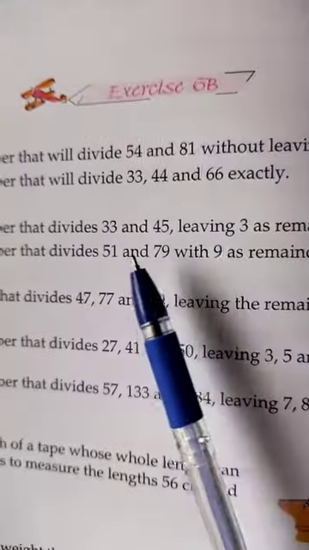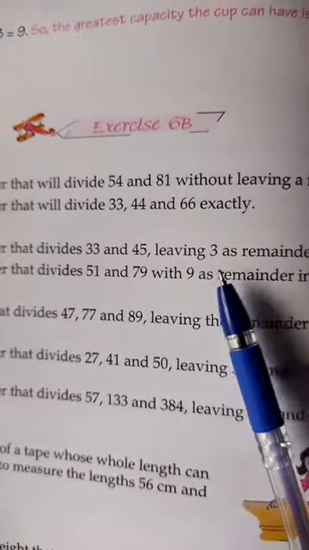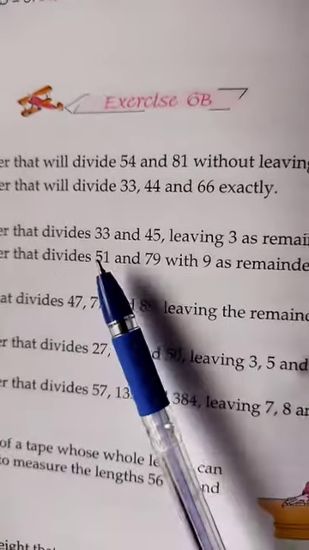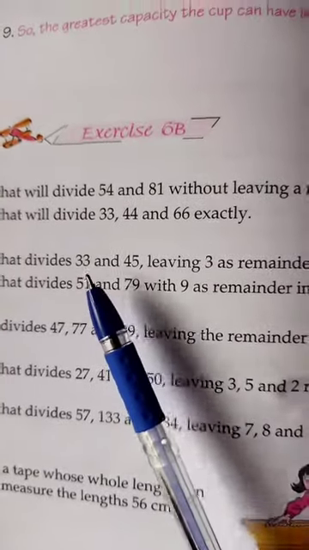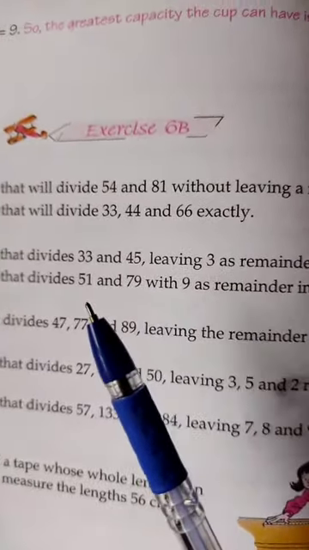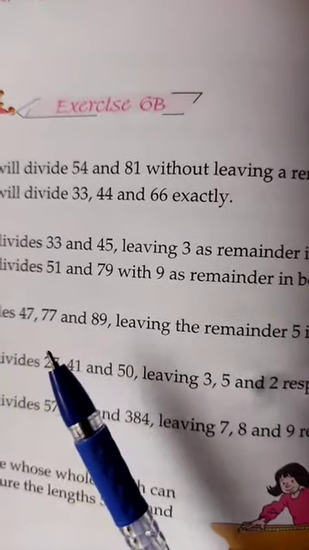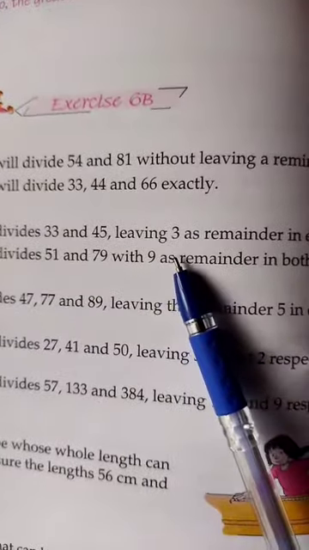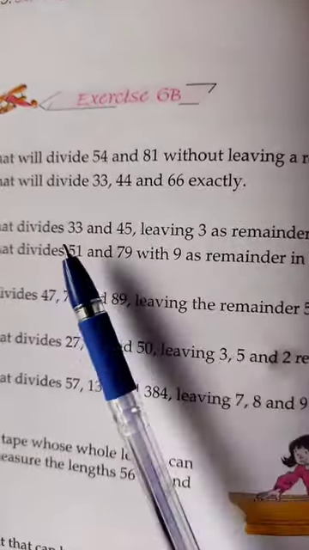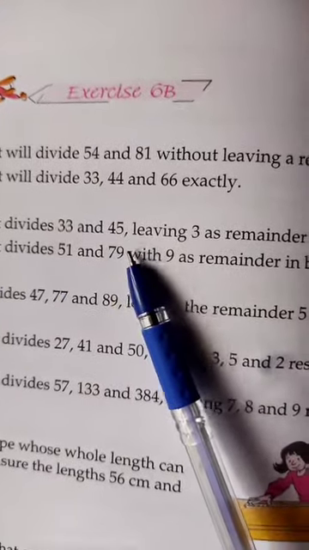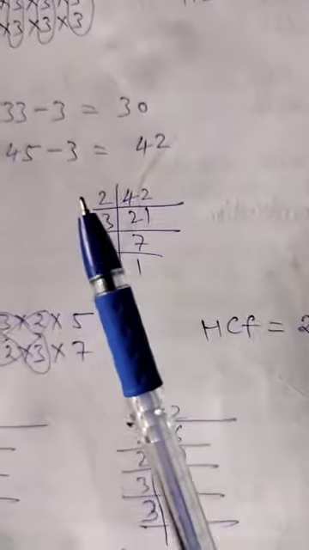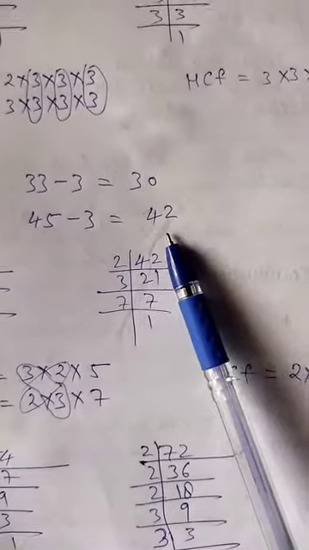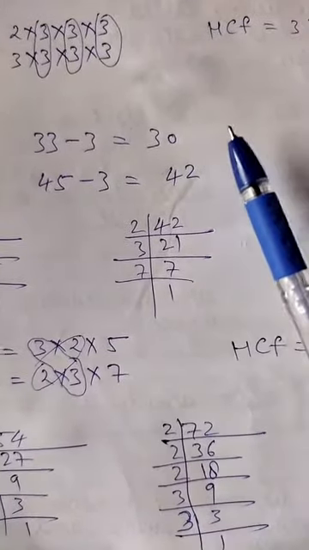The question which says leaving remainder this much or that much, the very first step is you have to subtract that remainder from the given number. Then for the numbers which you get, you have to find the HCF. See, here the numbers are 33 and 45 and the remainder is 3. So you will subtract 3 from both the numbers, 33 as well as 45. 33 minus 3, 30. 45 minus 3, 42. Now the new numbers that you get are 30 and 42.